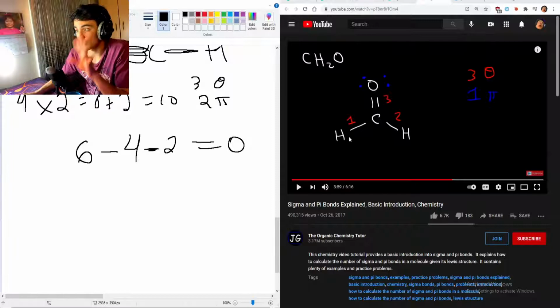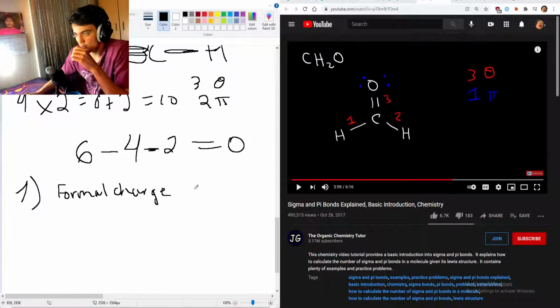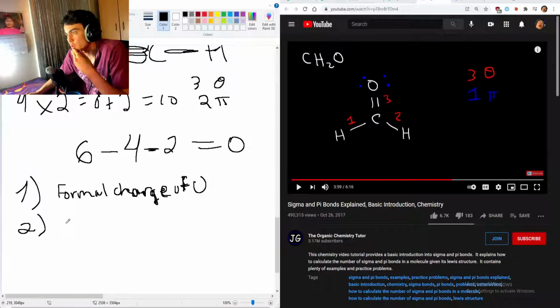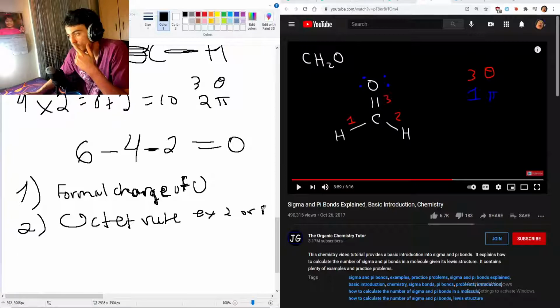So there are 3 rules to a perfect Lewis structure. One is formal charge as minimal as possible, or just 0. Two would be the octet. You want it to fill the octet, which would be 2 or 8. Of course, for hydrogen it would always be 2, but for everything else it would be 8. The third rule is, what's the other rule? You can only have triple bonds? Up to triple bonds, yeah.